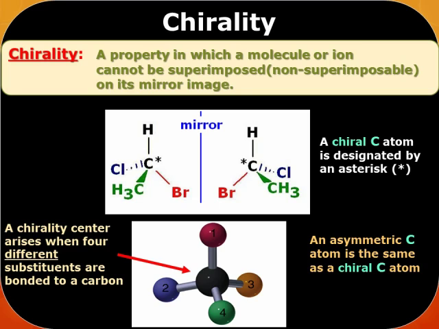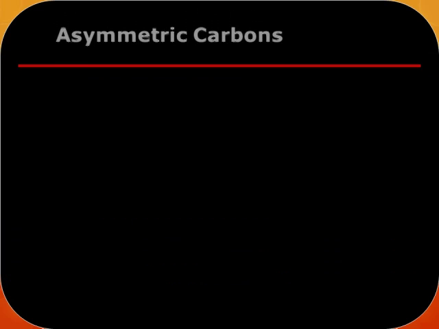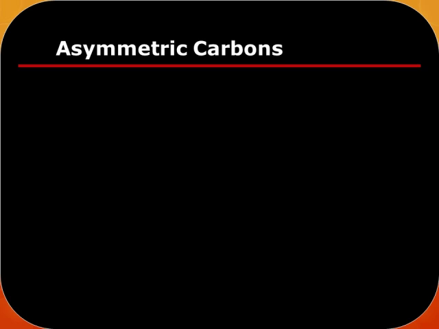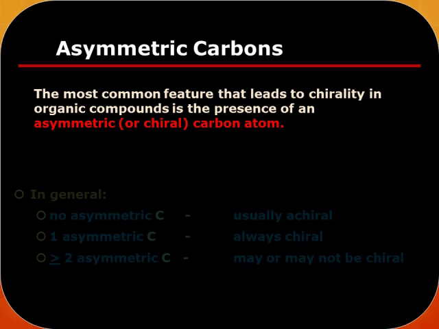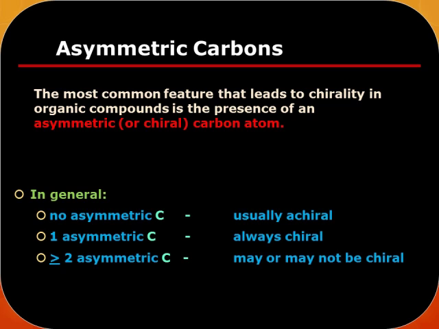An asymmetric carbon atom is the same as a chiral carbon atom. There are some key points connected with asymmetric carbons that you have to learn, children. Right. The most common feature that leads to chirality in organic compounds is the presence of an asymmetric or chiral carbon atom. Right. In general, if a compound doesn't have any asymmetric carbon, it is usually achiral, no chirality, because it has a symmetrical shape.